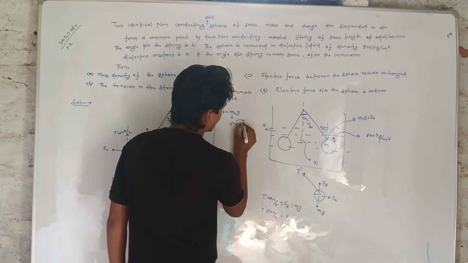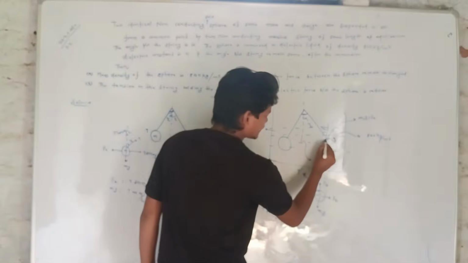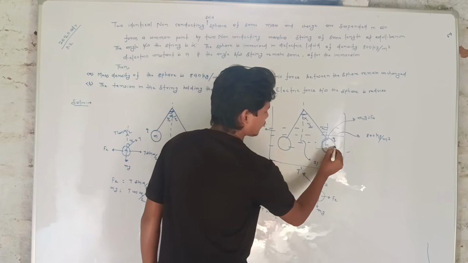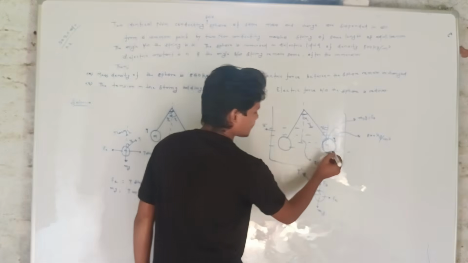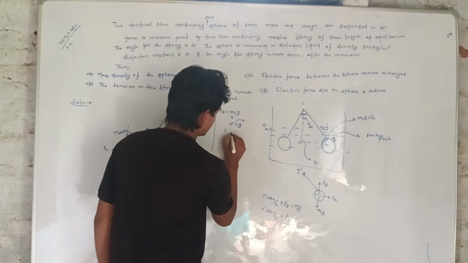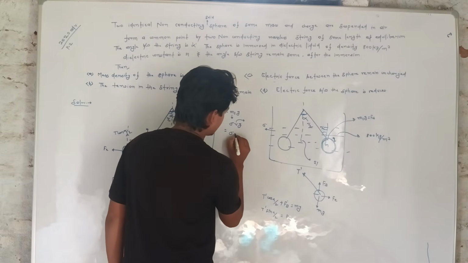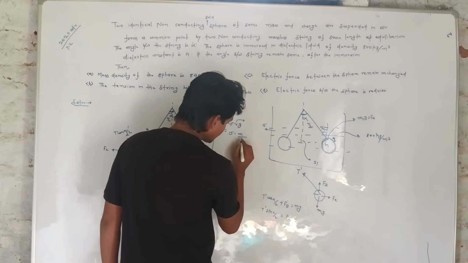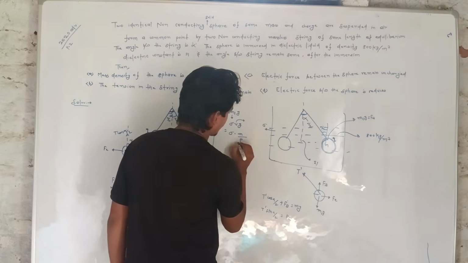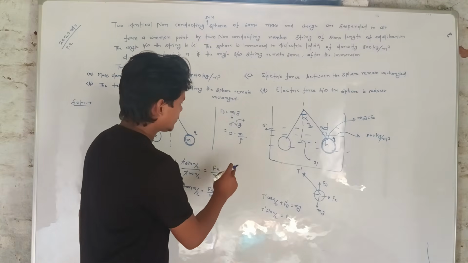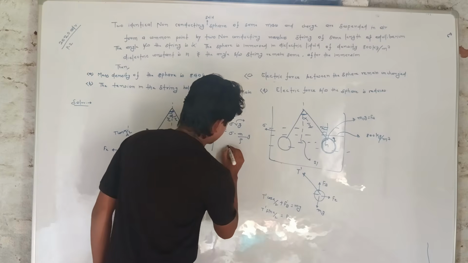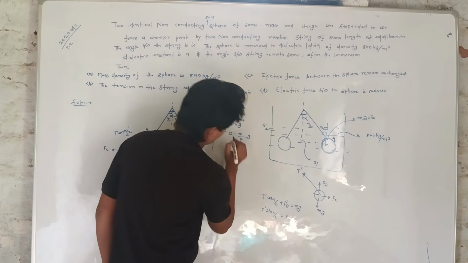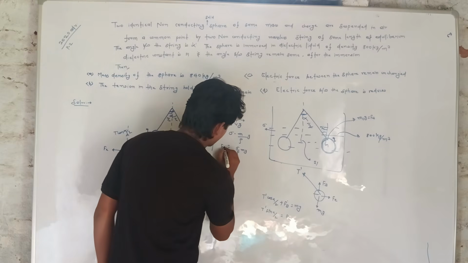We can also write the volume in terms of the sphere: the volume of the sphere is the actual mass of the sphere upon its mass density. Assume that this density is rho. So FB is sigma into the mass of the sphere upon rho, into g. In simple terms we write it as sigma upon rho into mg. This is equal to the buoyant force.